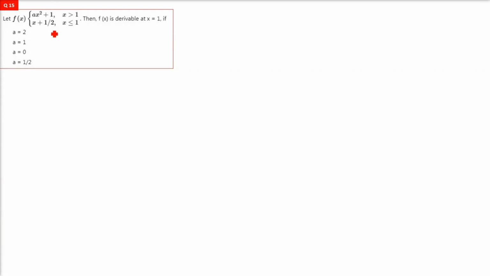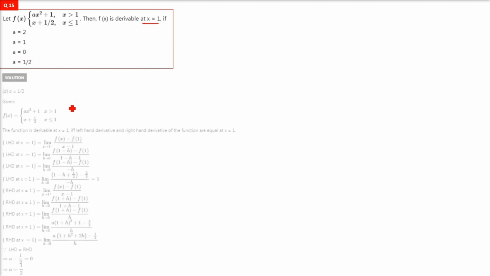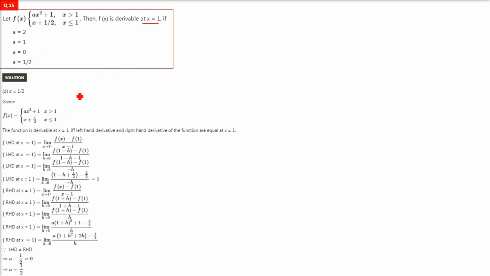This f(x) is ax square plus 1 when x is greater than 1, and we have to check the derivability at x equals to 1. When x is less than or equal to 1, it is x plus 1 by 2. Right? For those who want to do by themselves, they have a reference here. That is the answer I am showing.